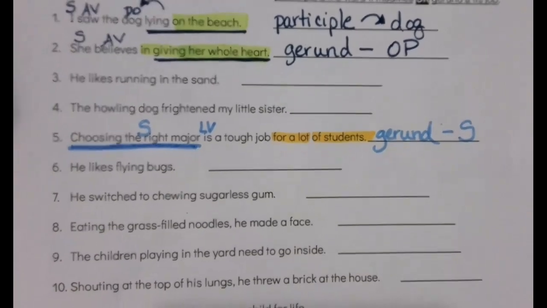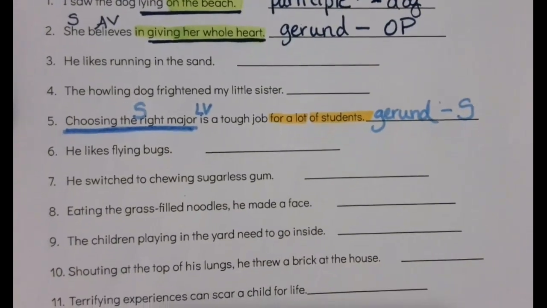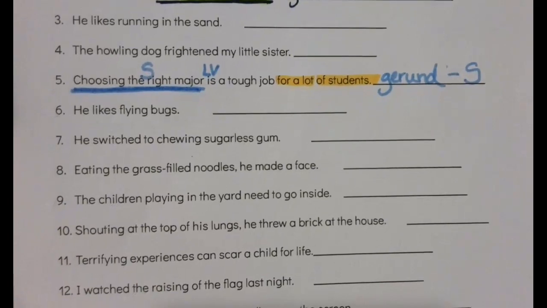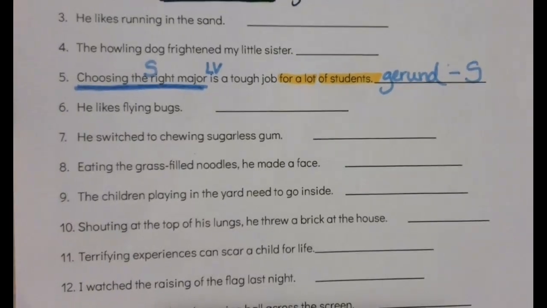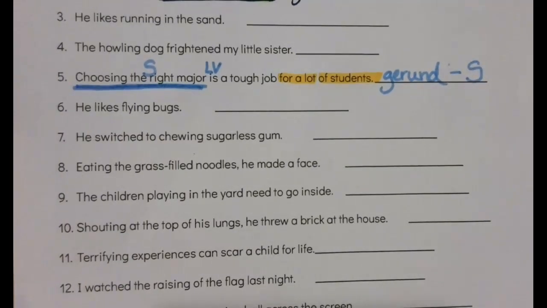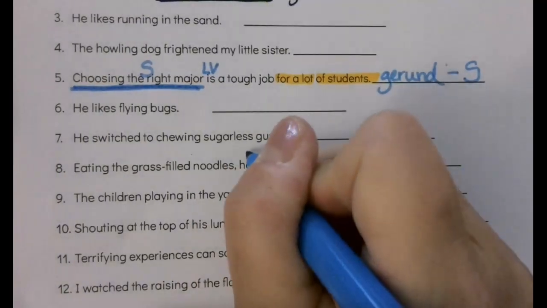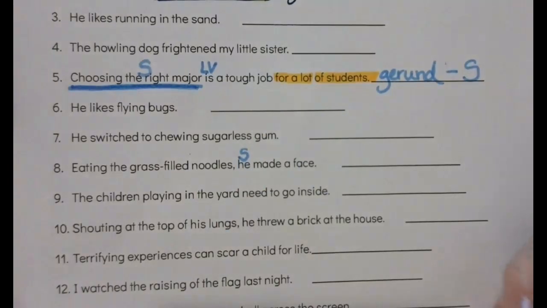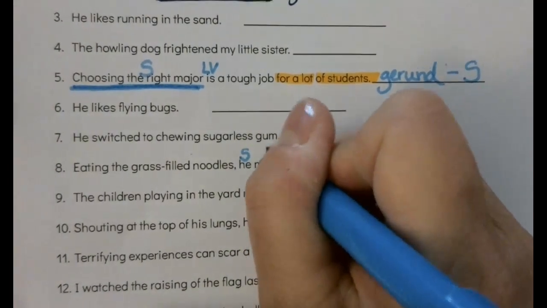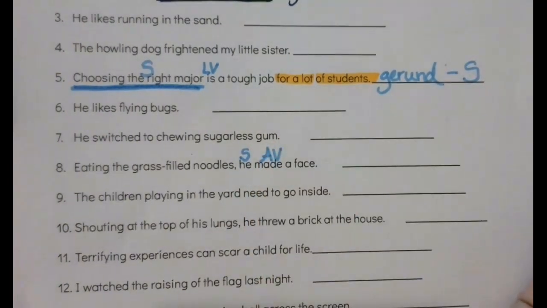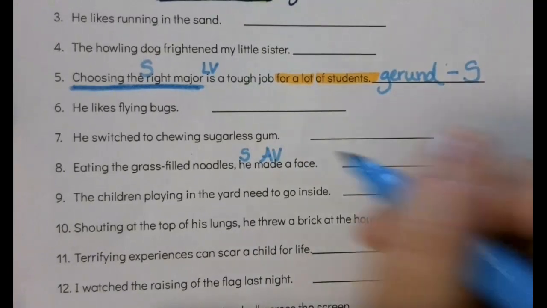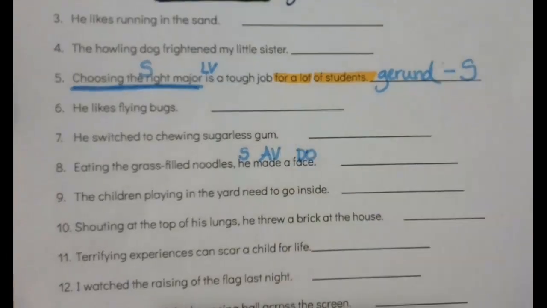All right. Let's do number 8. Eating the grass-filled noodles, he made a face. So I'm going to start by looking for phrases. I don't see any prepositional phrases. So I'm going to think about what is this sentence about? Looks like it's about he. And what did he do? He made. That's an action verb. I'd ask myself, he made what? He made a face. So that's my direct object.